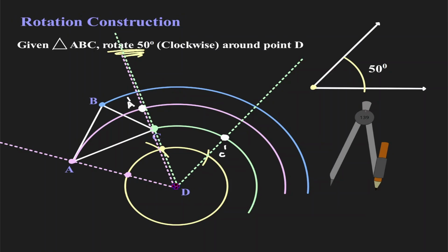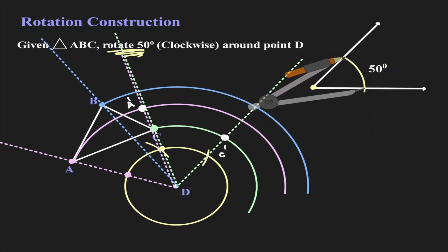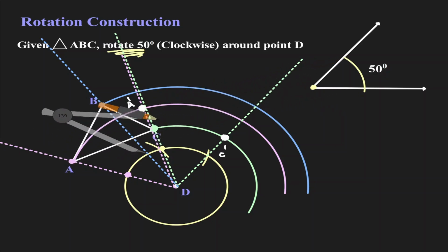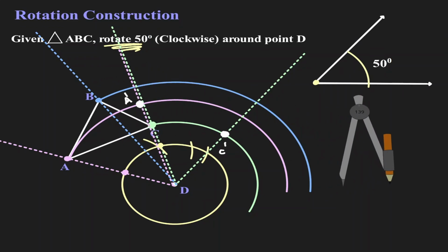Let's start by creating a line that connects the center of rotation with B. Let's measure our arc for 50 degrees. And let's give that measurement to our yellow circle. So let's move our metal leg to the first blue line that we have here. And let's find that intersection. Now that we have that intersection, let's create a line connecting the center of rotation to that intersection that we found. And at this location where we intersect our blue arc is where we can find the image of B. Let's call it B prime.